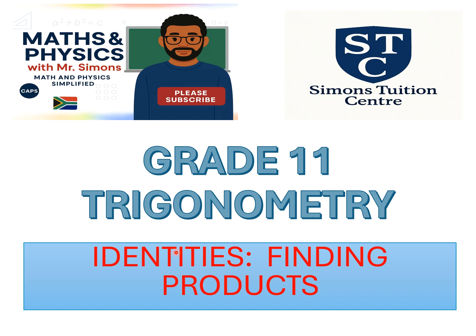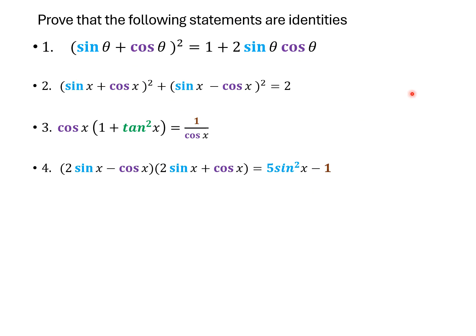We're looking at identities, and I'll start with finding products. Everything we teach you in algebra, we also test under trigonometry. So we'll be looking at these 4 problems. Prove that the following statements are identities, meaning you must prove that the left-hand side is the same as the right-hand side. Number 1, sine theta plus cos theta all squared. Number 2, sine x plus cos x squared plus sine x minus cos x squared. Number 3, cos x times 1 plus tan squared x. And number 4, 2 sine x minus cos x times 2 sine x plus cos x.